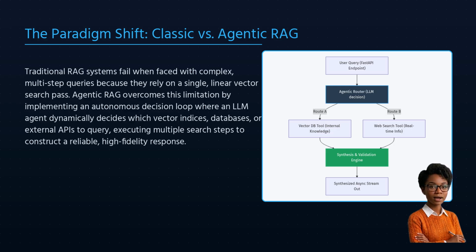We are going to design and implement a dynamic agent router that inspects a user request and uses specialized tools to fetch, evaluate, and synthesize data. To make this professional and ready for scale, we are packaging everything inside FastAPI.